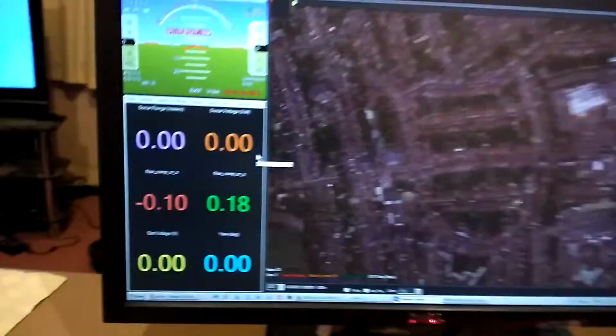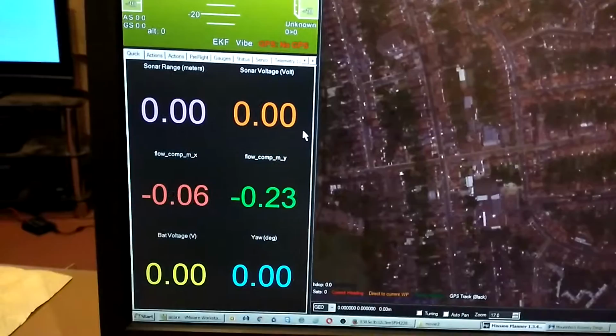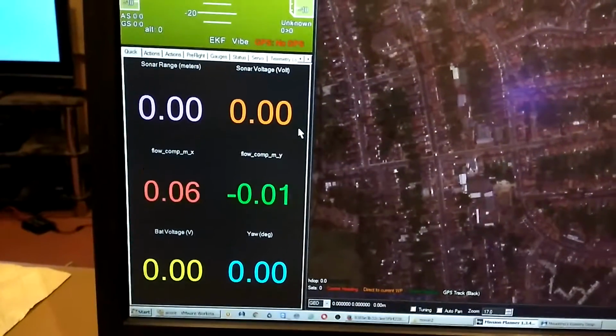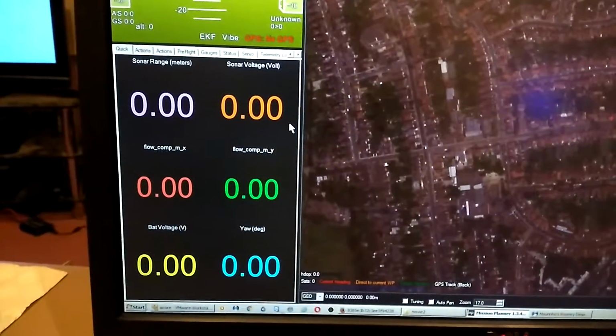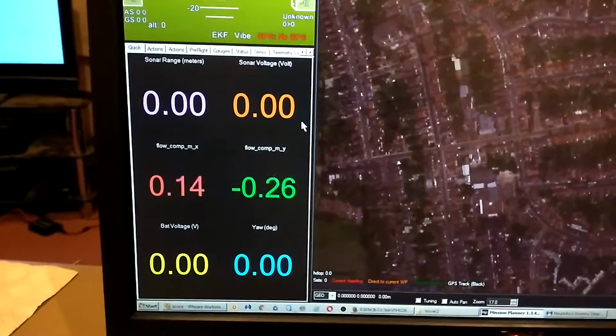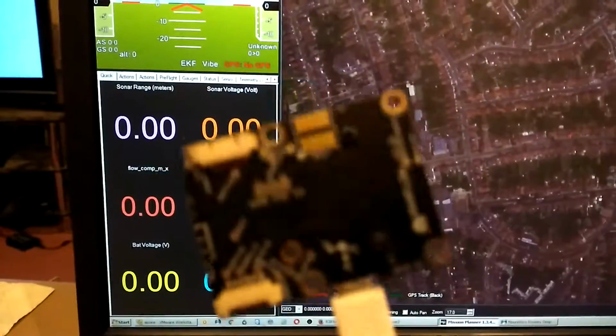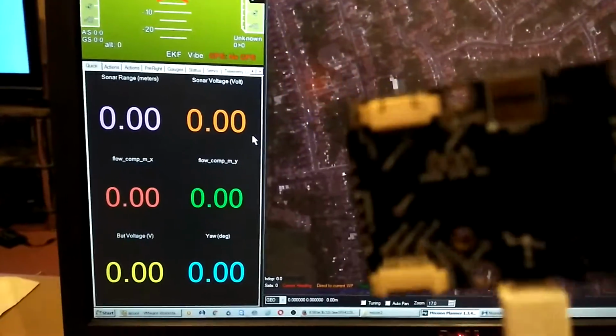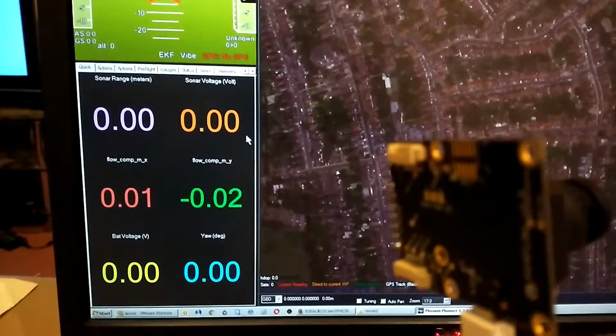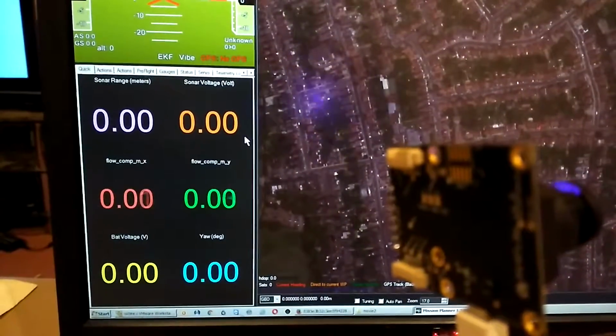The camera is working because you can see I've got mission planner here, and you can see the X and Y values are changing, so that's all working fine. Yeah, I'm moving this thing around, and the values are changing.